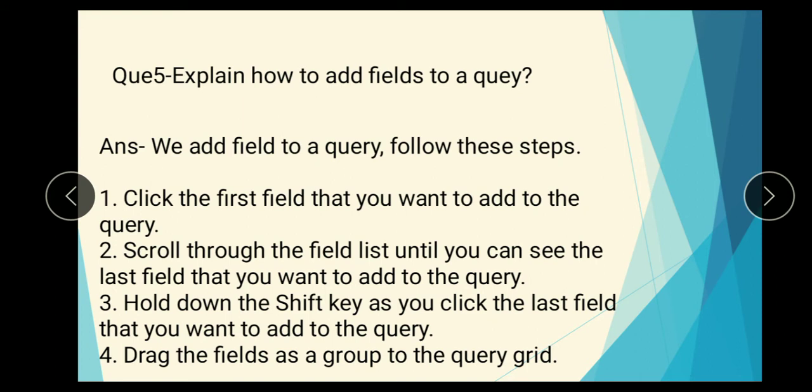Step 2. Scroll through the field list until you can see the last field that you want to add to the query. Means scroll through the mouse from one field to the last field of a table where you want to add to the query. Step 3. Hold down the shift key as you click the last field that you want to add to the query. Through the shift key, you can scroll from the first field to the last field that you want to add to the query.